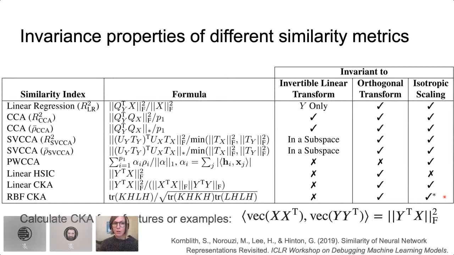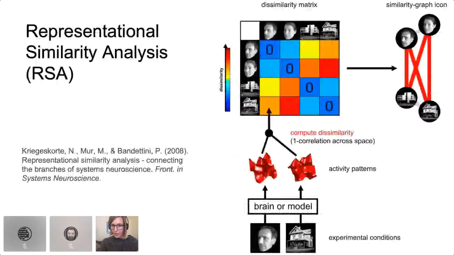Centered kernel alignment when used with a linear kernel is very similar to representational similarity analysis, or RSA, which is commonly used in neuroscience to compare models or different measurement modalities. The first step in representational similarity analysis is to calculate the dissimilarity matrix for each brain region or model that you want to compare.